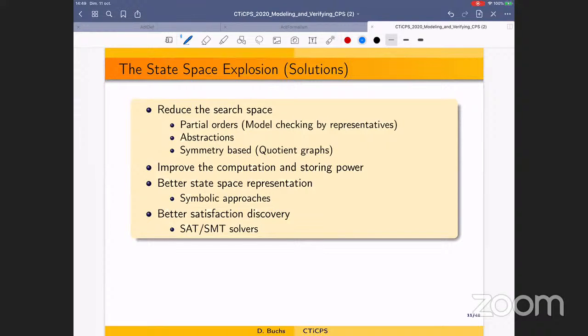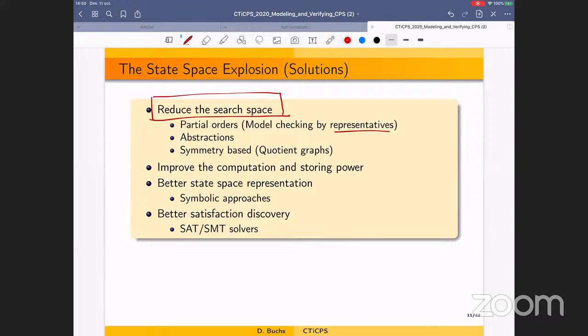There are more or less four kinds of possible approaches. The first approach is the fact that it's possible to reduce the search space. So instead of looking at each state, we will look at, for instance, an execution which is significant, and it's not necessary to look at some other executions. So the idea is to have a representative of the interesting executions.